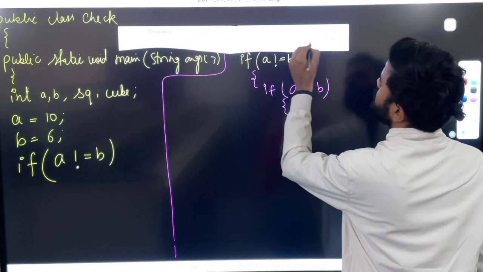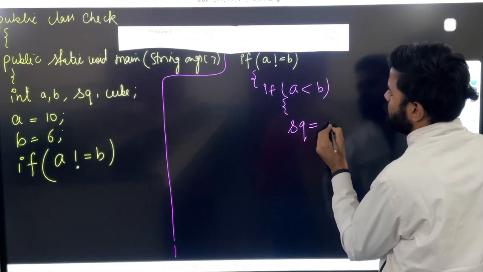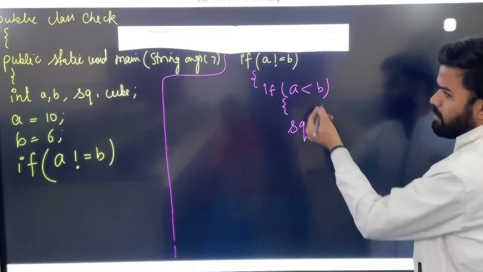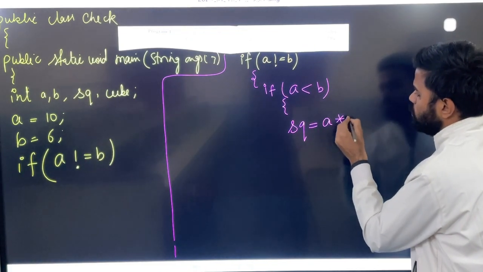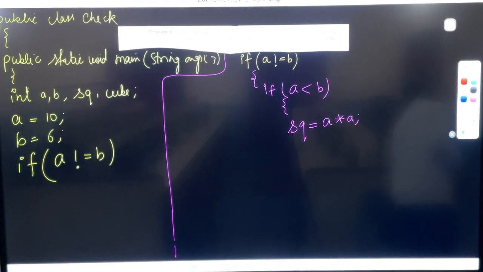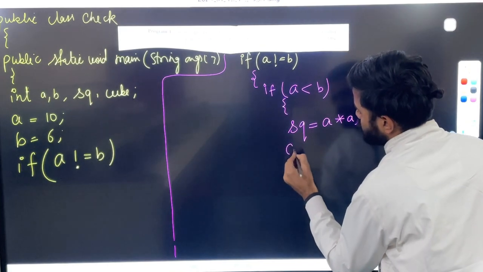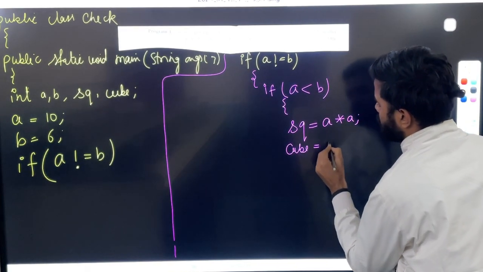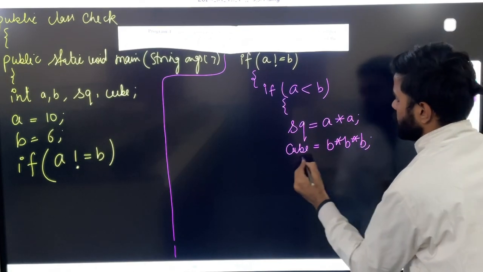We will find the square of the smaller number. So it is sq, which is equal to, which one is smaller? First number a. Okay, so a into a is there, and now the next will be the cube of the greater number. So cube is equal to b into b into b. Is it clear, class?